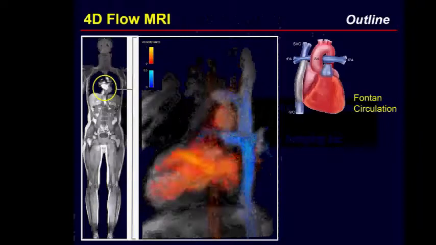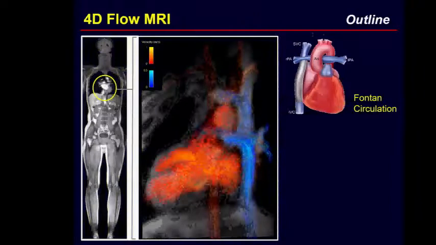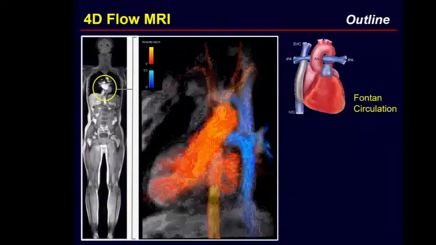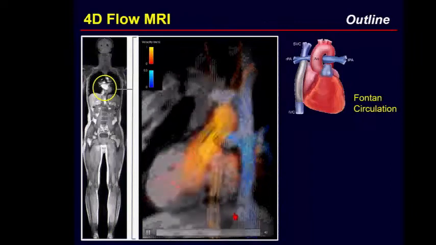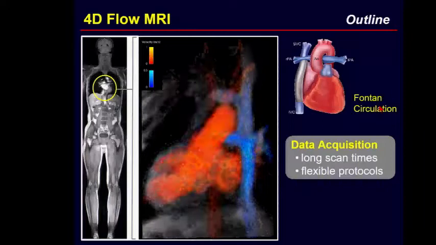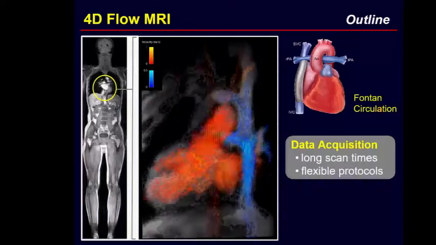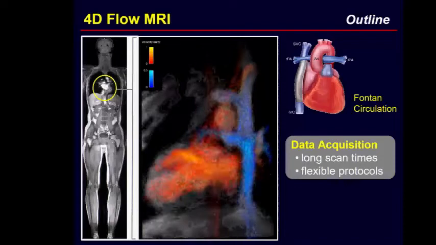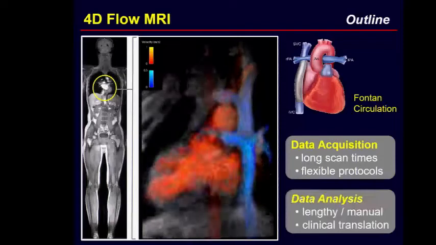So we're talking about 4D flow MRI, and you may all have seen these images. This shows an example here in a patient with single ventricle physiology after repair for Fontan circulation. And while these images look very appealing, there are, of course, real life problems, or challenges, I should say, with this technique. The two areas I want to focus on today are data acquisition, talking about scan times and flexible protocols, and data analysis.